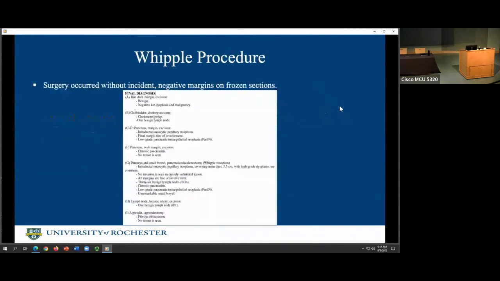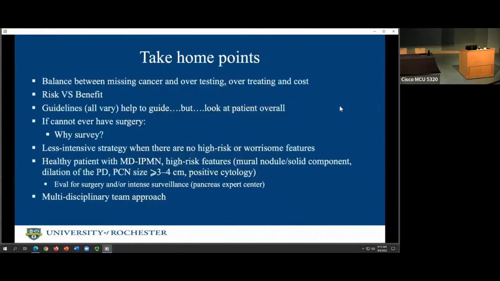He did undergo Whipple surgery, got clearance from the transplant team. The final pathology did show main duct IPMN with high grade dysplasia, and the patient actually did well after surgery. So the main take home point is to find that balance between missing a cancer and over testing, over treating, or over surveying the patient.